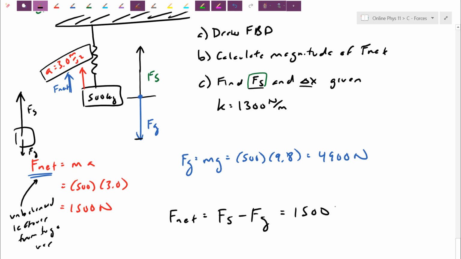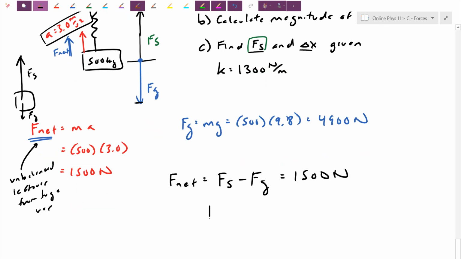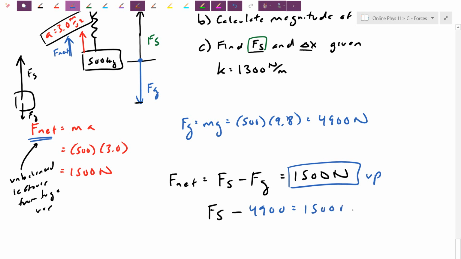Again, let me just put some numbers to this here. So Fs, I don't currently know what the value is. I don't know how hard the slinky is pulling. The Fg, you actually had 4,900. If the Fs was just 4,900, 4,900 minus 4,900 is 0, there's no acceleration. But because I have to have a win of 1500 upwards, how hard does the Fs have to be? Well, Fs actually has to be 4,900 plus 1500. You add those two together here.